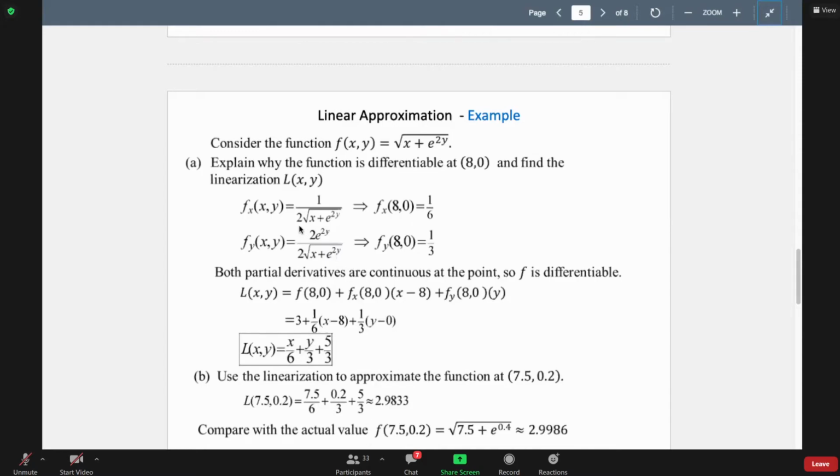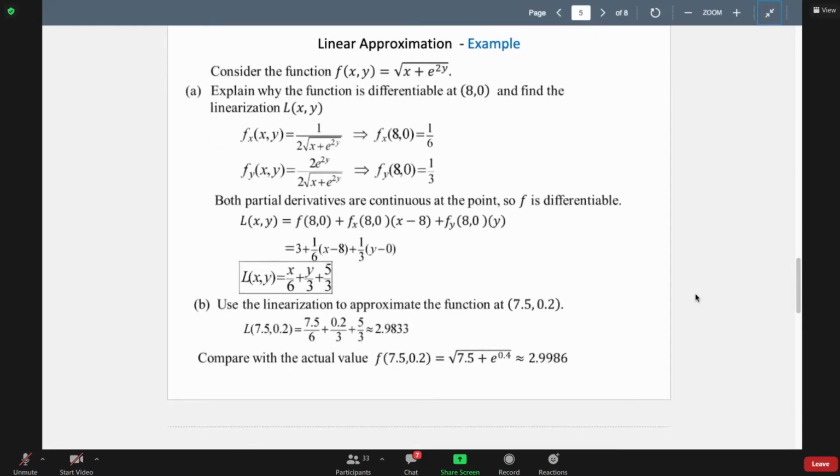So that's the first part. And second, use this linearization to approximate the function at the point (7.5, 0.2). Of course, (7.5, 0.2) is not very far from (8, 0). Here the difference is 0.5, and the difference between 0 and 0.2 is 0.2. So what is the approximation? Well, let's compute this function at this point. So we compute L at the point (7.5, 0.2).